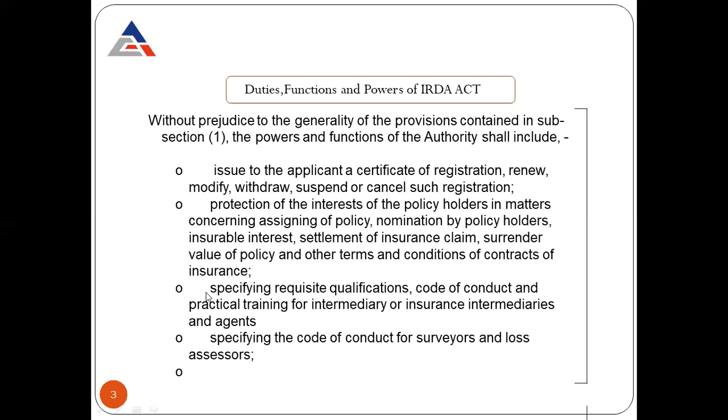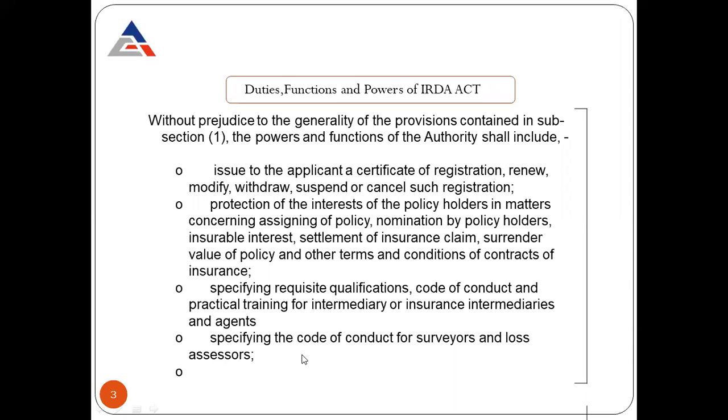Specifying requisite qualification. What does that mean? That means a third person who is appointed by the policyholder or by the insurance company for the formation of the contract. That third person is known as the intermediary, who acts towards the policyholder and also the company. That person must have the skillful qualification regarding how to make the contract and how to provide full-fledged information regarding the contract to both parties.